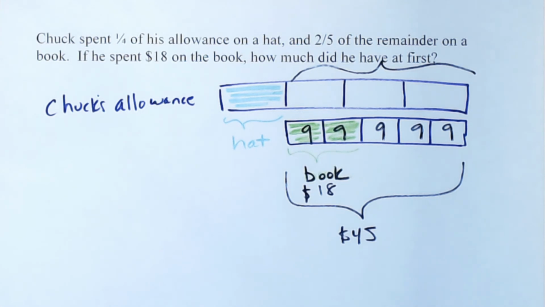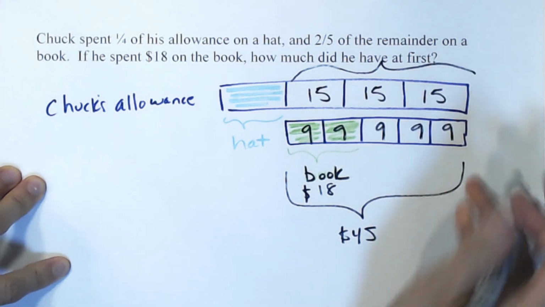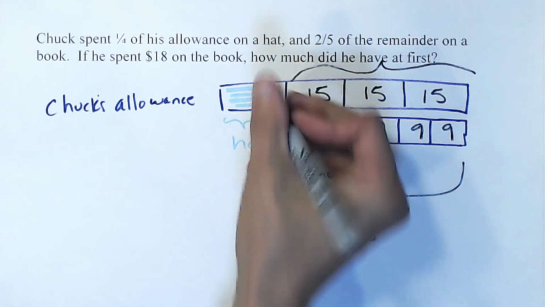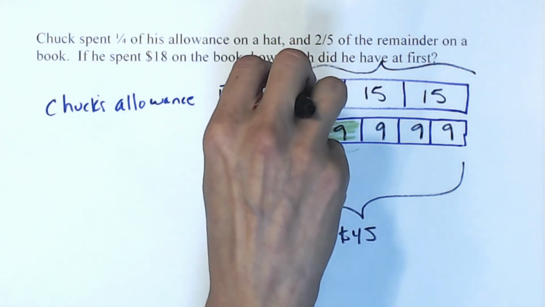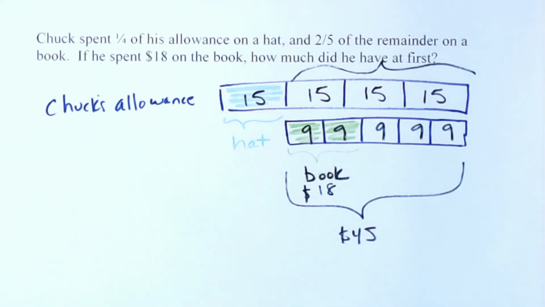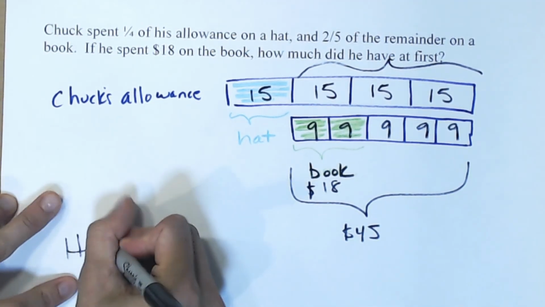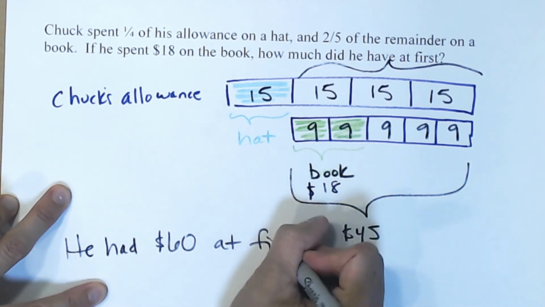So now we can say that each of these bigger parts up here would be 15, because 45 divided by 3 is 15. So now maybe we have enough to answer our question. This is also 15, because those were equal parts. How much money did he have at first? So we had 15 times 4, so that would be $60. He had, let's write our sentence, he had $60 at first.